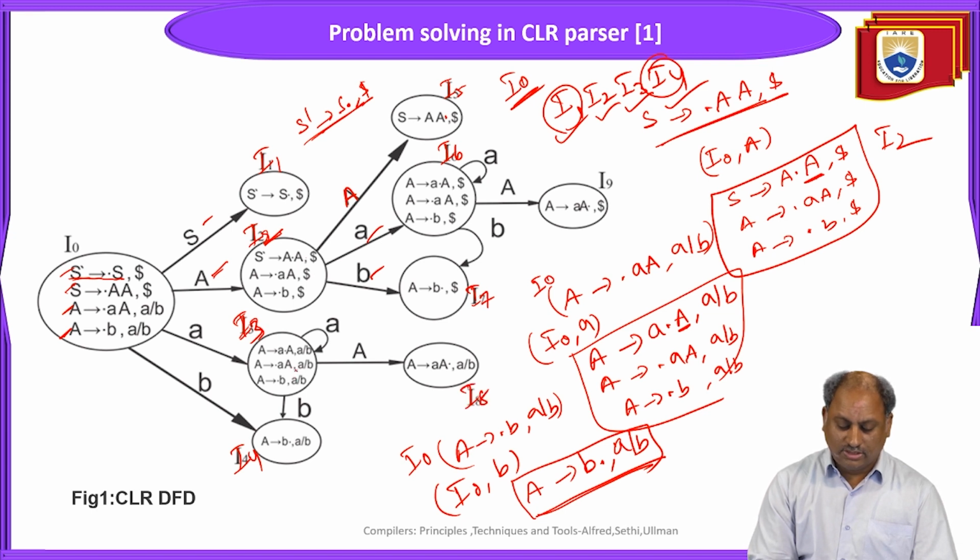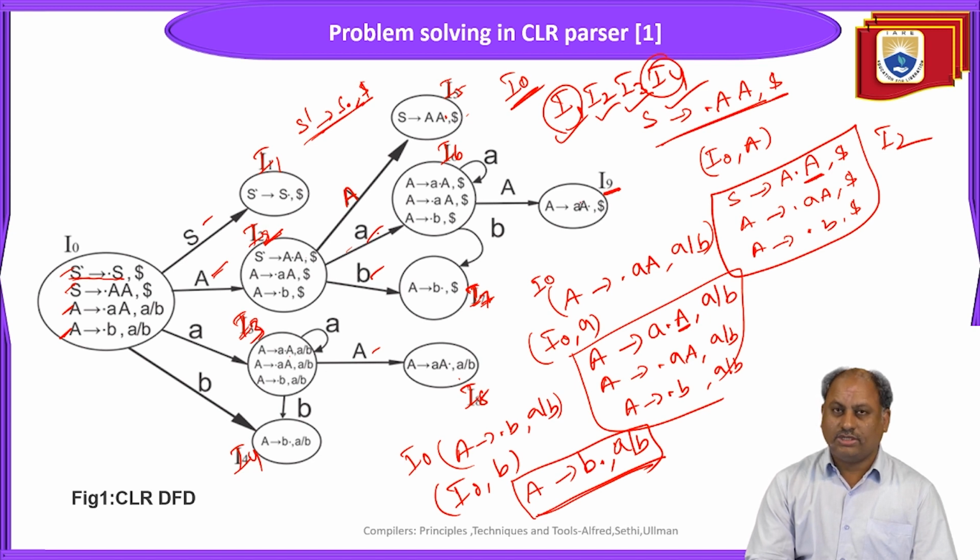Why? Because with capital A it reached a new state. With small a, there is a self loop, and with small b, it reached I4 only. I2 with capital A reaches a new state, I5, and with small a and small b, the new states I6, I7. So I6, with small a, has a self loop; with capital A a new state is generated, that is I9; and with small b it reaches the same state, I7 only.